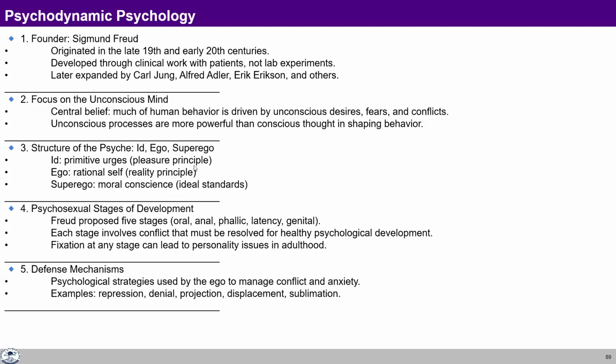He also said that there are various defense mechanisms. A defense mechanism is a psychological strategy used by the ego to manage conflict and anxiety. For example, repression, denial, projection, displacement, or sublimation. These are five defense mechanisms.